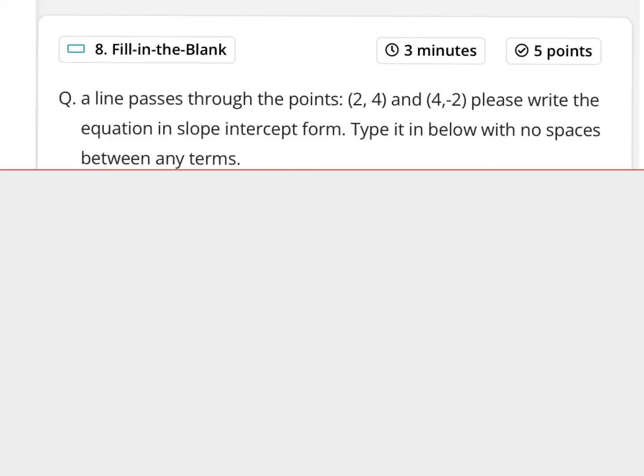Let's move on. Question number 8. It says a line passes through this point and that point. Please write the equation in slope-intercept form. Regardless of what form they want you to write it in, whether it's point-slope form or standard or slope-intercept, what's the only thing that you could do with 2 points? That's right, find the slope using the slope formula. M equals y2 minus y1 over x2 minus x1.